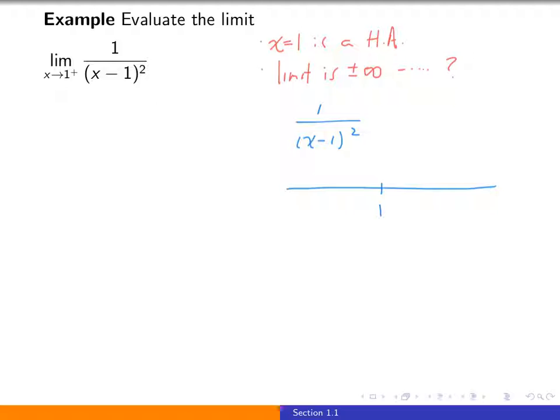We want to know what's happening to the right of 1, so you choose a sample point. Maybe something like 2. So if we plug x equals 2 in, we'll have 1 over 2 minus 1 quantity squared, which is simply 1, but more importantly, it's positive. So our function is positive to the right of 1. So we know that the limit as we approach 1 from the right is plus or minus infinity, and the function is always positive to the right of 1. So that means the only possible value for our limit would be positive infinity.